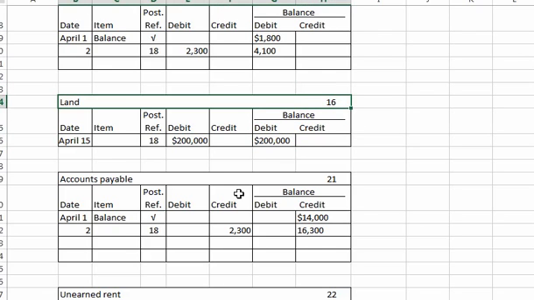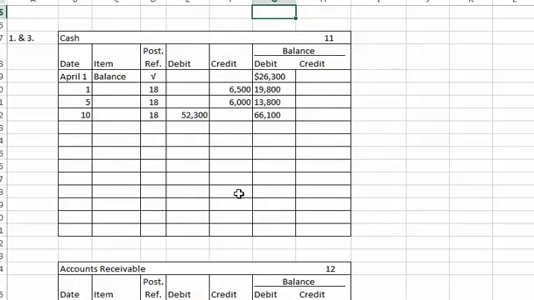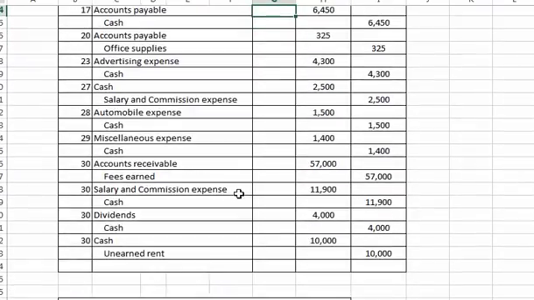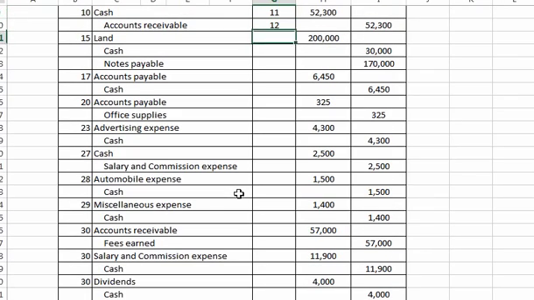Land is account number 16. So we'll come up to the journal. In the posting reference column and alongside land, we'll enter the account number from the ledger, 16. Then we have a credit to cash for $30,000, also on the 15th.